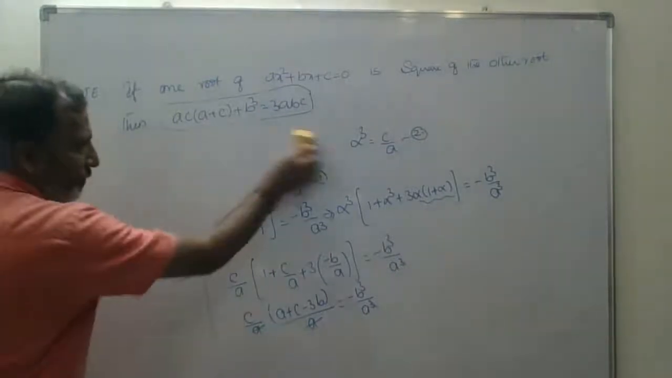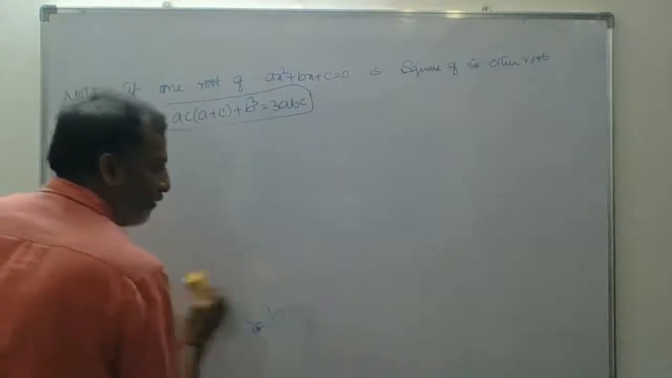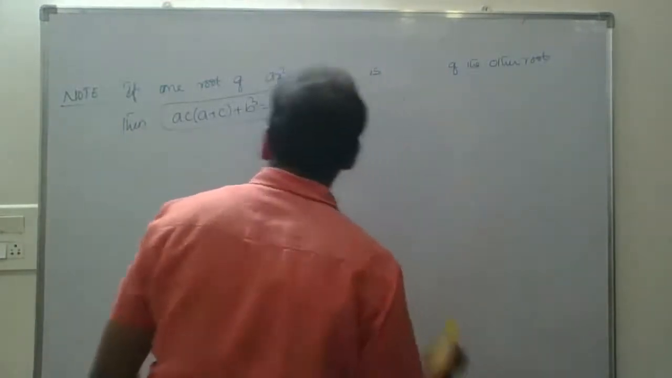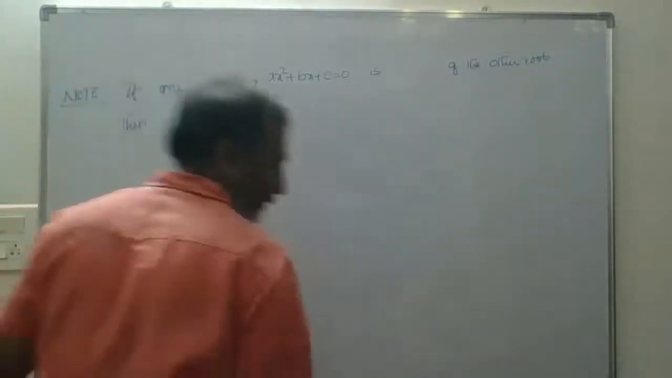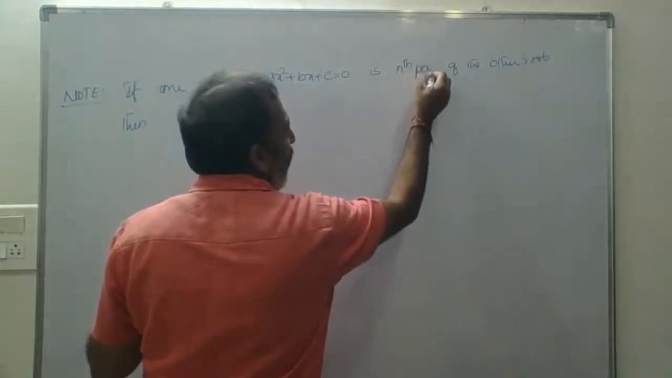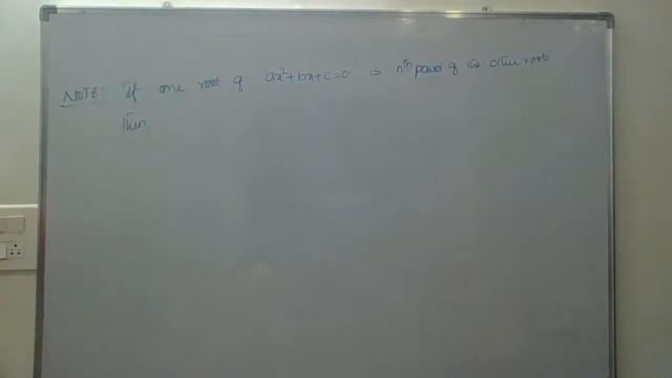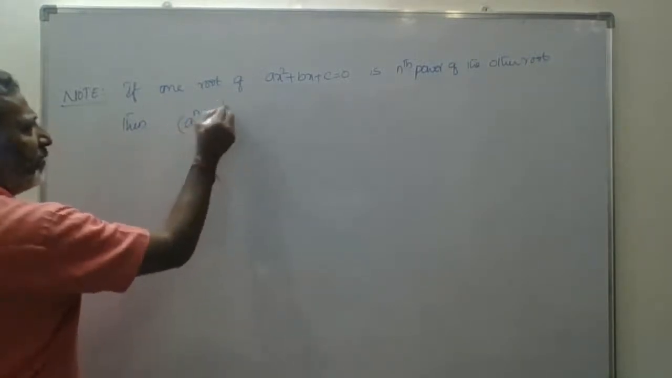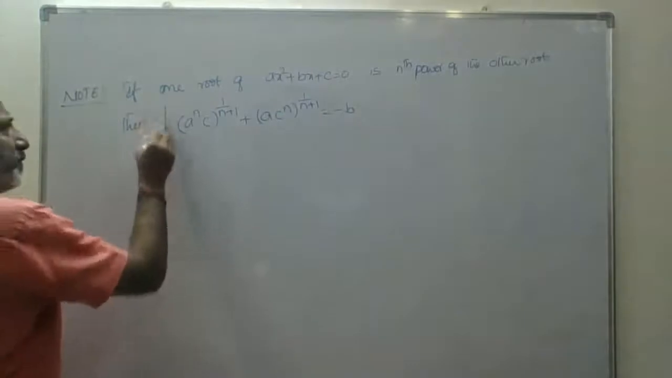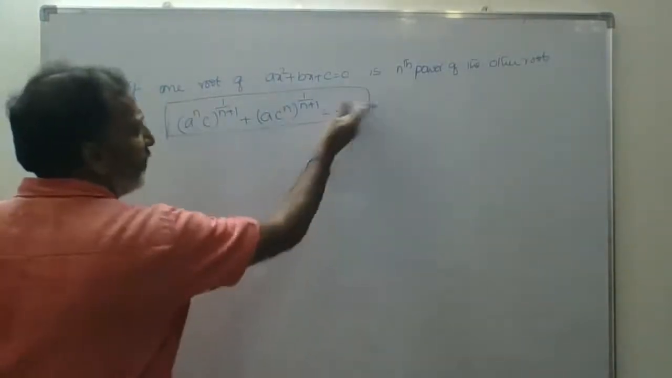Third one. These are some standard points, they should be memorized by heart. Okay, note number 3. If one root of the equation ax square plus bx plus c is equal to 0 is the nth power of the other root, then (a power n c) whole power 1 by (n plus 1) plus (a c power n) whole power 1 by (n plus 1) is equal to minus b. This can be given directly in EAMCET.